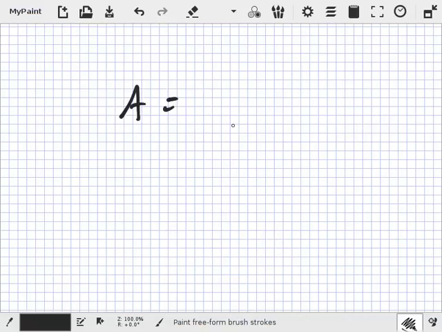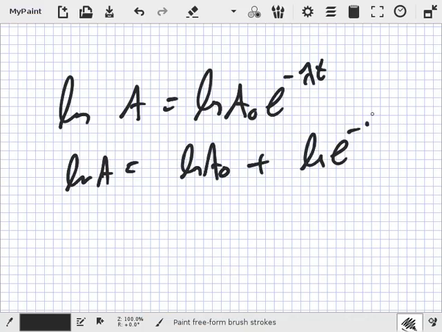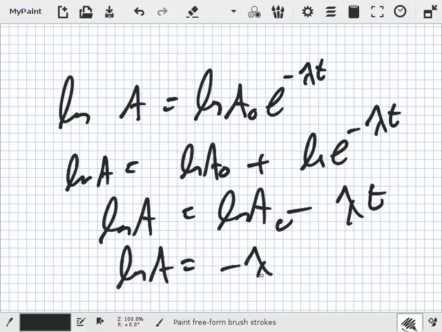Now, that's different. So you want to use this formula, but get rid of E. So we use log. I get log A equals log A0 plus log E minus lambda t. So log A equals log A0 minus lambda t. So I get log A equals minus lambda t plus log A0. Right. Okay, so now what?